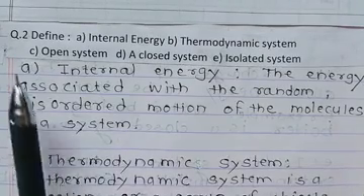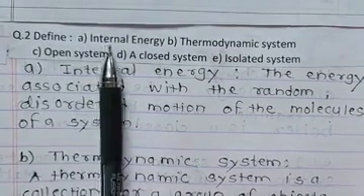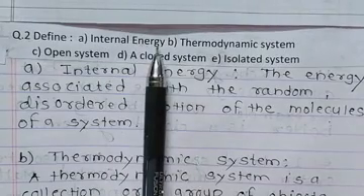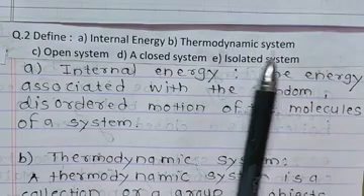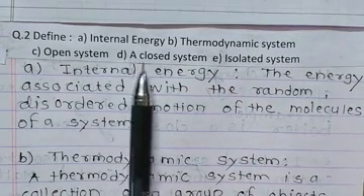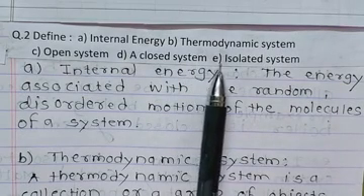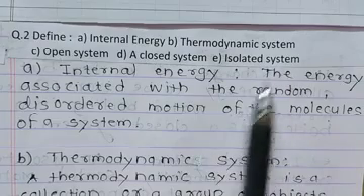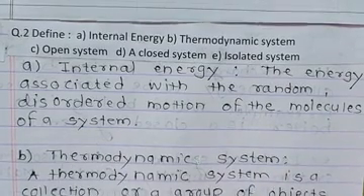Question 2. Define A. Internal energy, B. Thermodynamic system, C. Open system, D. A closed system, and E. Isolated system. We will look at them one by one.